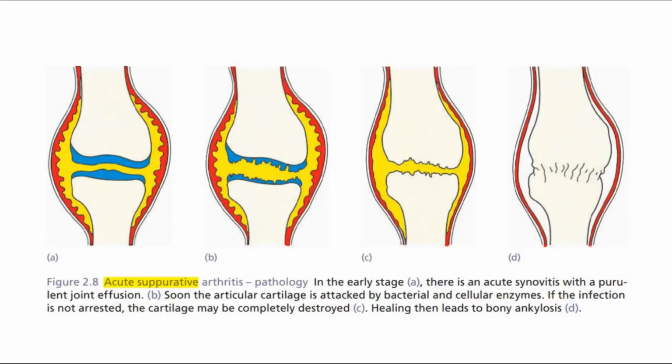This picture shows the pathology in acute suppurative arthritis. So in the early stage, there is acute synovitis with purulent joint effusion. And then the articular cartilage is attacked by those bacteria and cellular enzymes. So if the infection is not treated quick enough, the cartilage may face complete destruction. And then during the healing process, it will lead to bony ankylosis, shown in picture D.